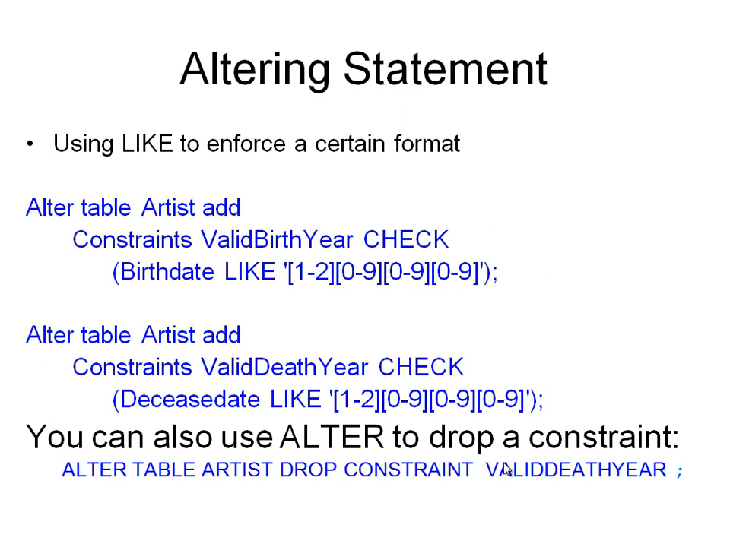We can also alter the table artist to add a constraint for the death year, which will match the same constraint as the birth year, to check with the first digit between 1 and 2 and the 3 other digits from 0 to 9. We can alter the table artist to drop the constraint if I don't need to validate the death year.